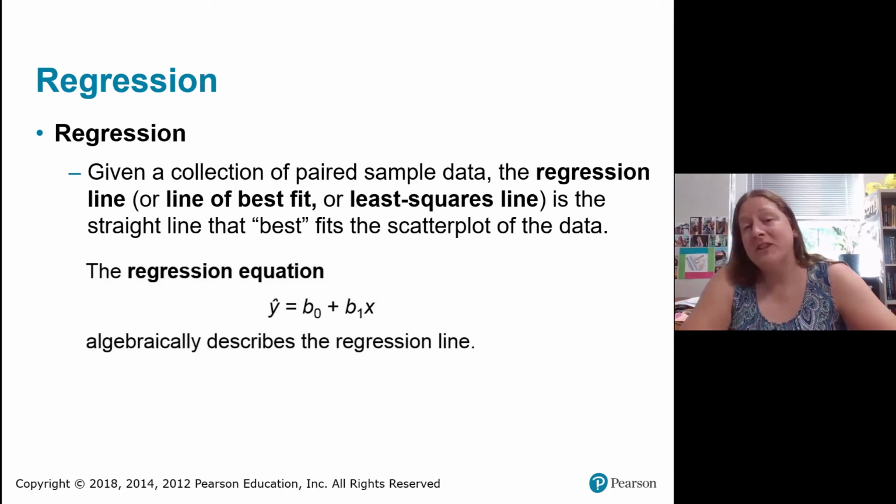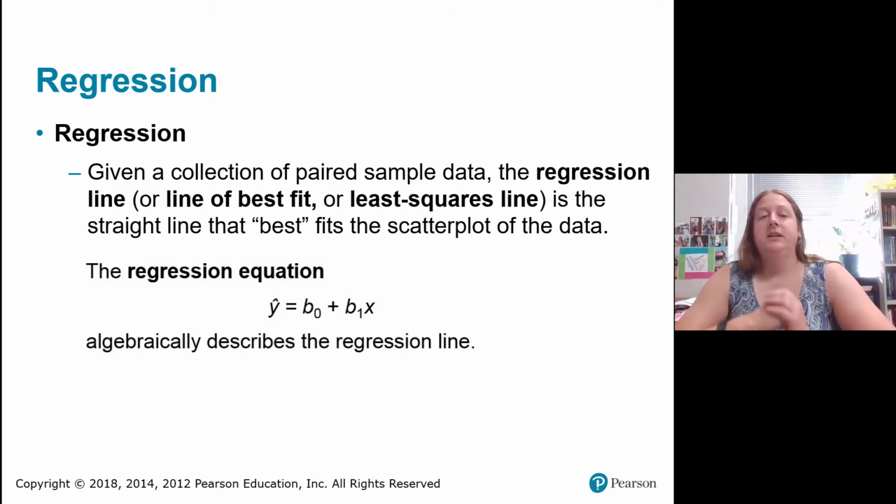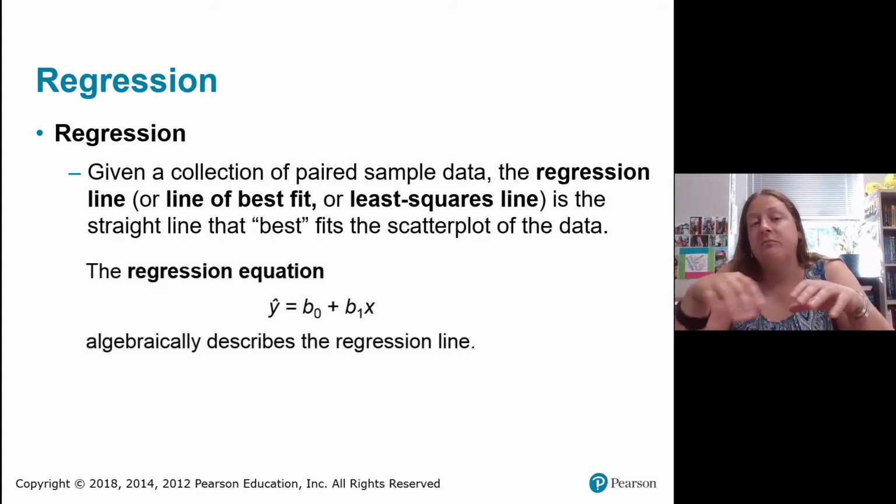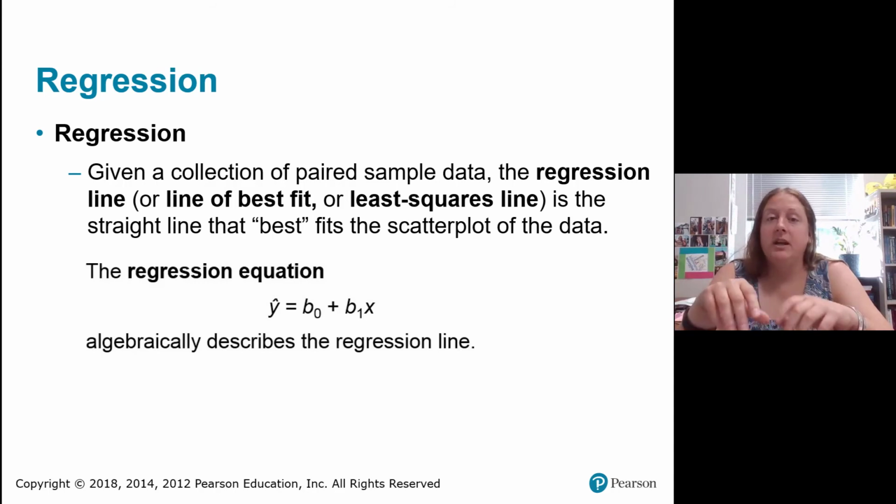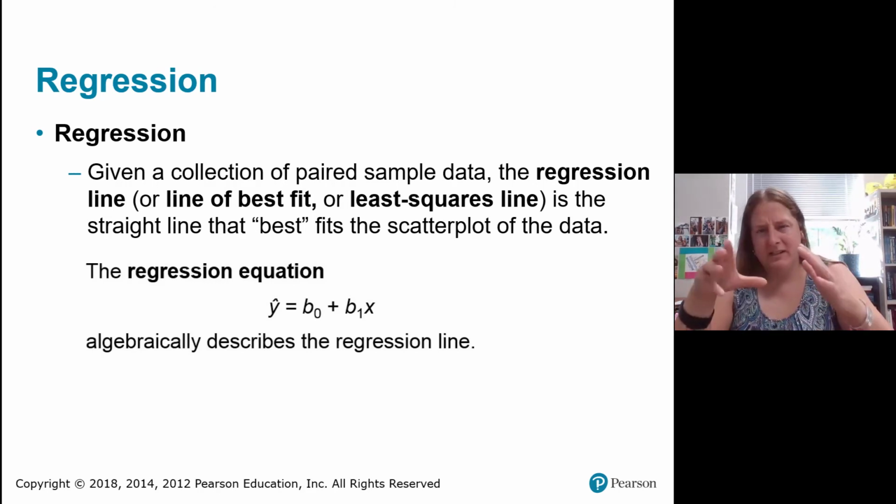So now, once we've determined if there is a linear relationship or not, once we know that we do have a linear correlation, a lot of times we want to know, well, what is it? How do we represent it? And that's where regression comes into play. So if we're given a collection of paired sample data, the regression line or line of best fit, or least squares line, is the straight line that best fits the scatter plot of the data. This is where you look at the scatter plot and you say that's about where the line goes through, and that is your line of best fit.